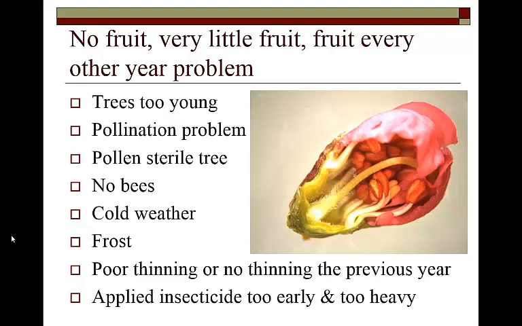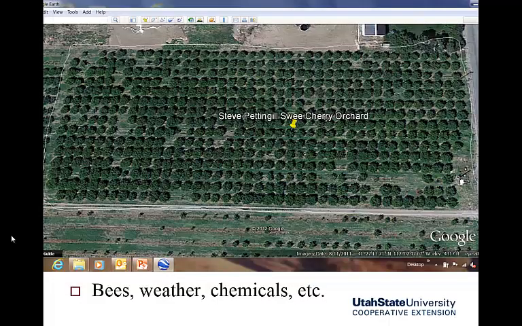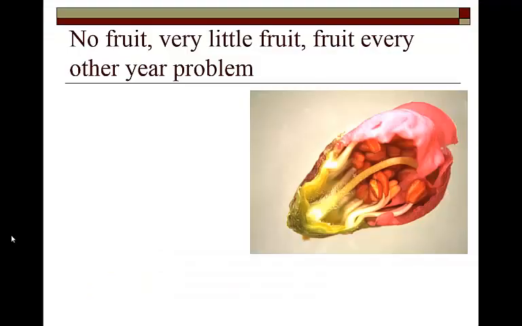Okay. We've kind of touched upon why you may not have fruit on the tree. We talked about the pollination problem, sterile pollen, no bees. Trees. If you've got a standard tree, realize most of those standard trees are going to take a lot longer to come into production than these dwarf and semi-dwarf trees. Okay. So if it's a standard tree, realize it's going to be a while before it comes in. Now let's get that.